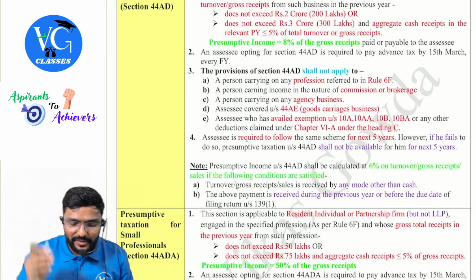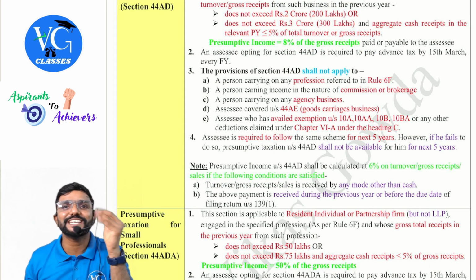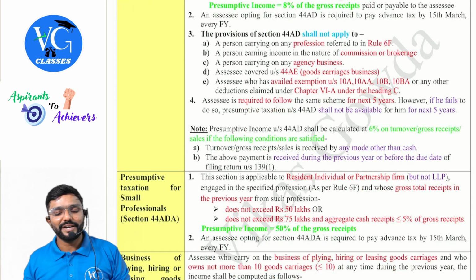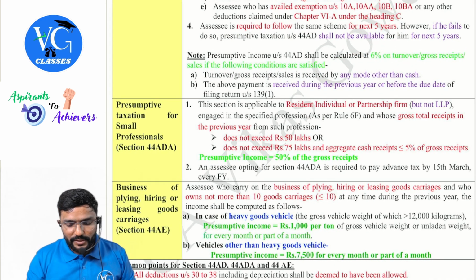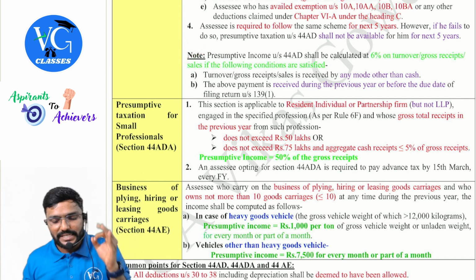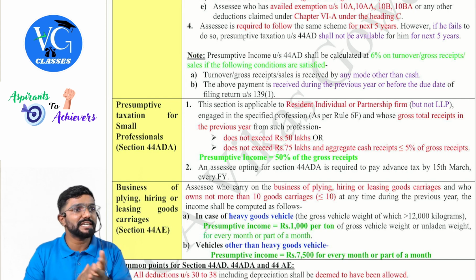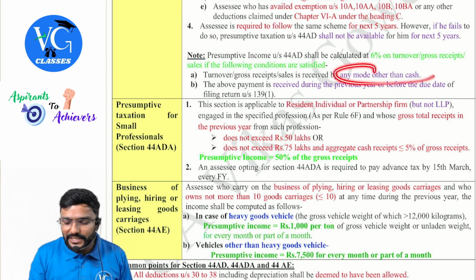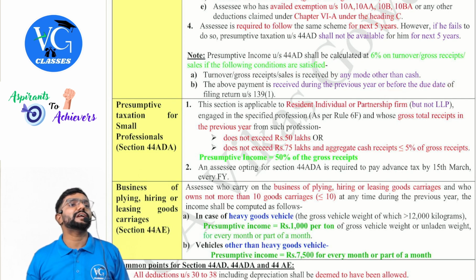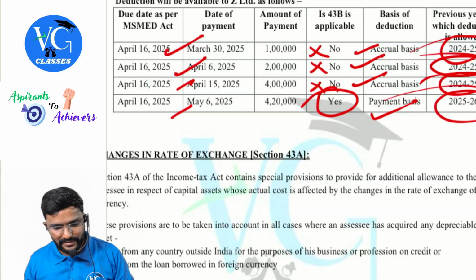Okay, sir. How much is my presumptive income, sir? 8% of your gross receipts is your income. Remaining 92% is considered to be your expenses. But they have reduced it to 6% if you satisfy certain conditions. What is it, sir? Presumptive income under section 44AD shall be calculated at 6% on the turnover or gross receipts if the following conditions are satisfied. Both have to be satisfied. Turnover or gross receipts is received by any mode other than cash, and the above payment is received during the previous year or on or before the due date of filing the returns. Not within 31st March, within the due date of filing the returns. I will explain this with an example.